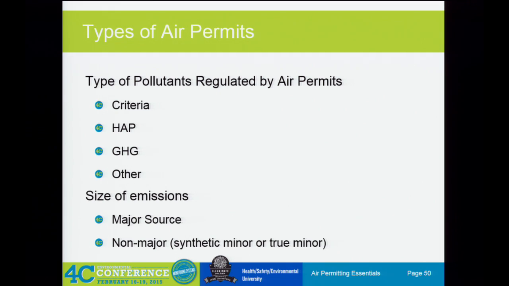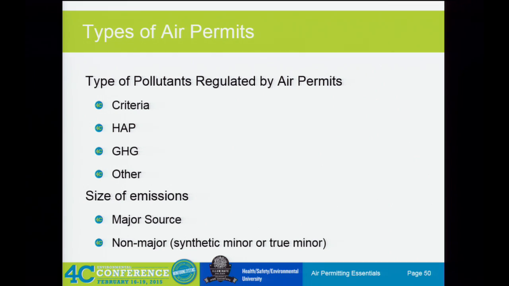Types of pollutants regulated by air permits. So we talked about the criteria pollutants under Title I. Some HAPs will require air permits. GHGs are now requiring air permits, and sometimes states will require permitting for other pollutants that aren't necessarily listed here.